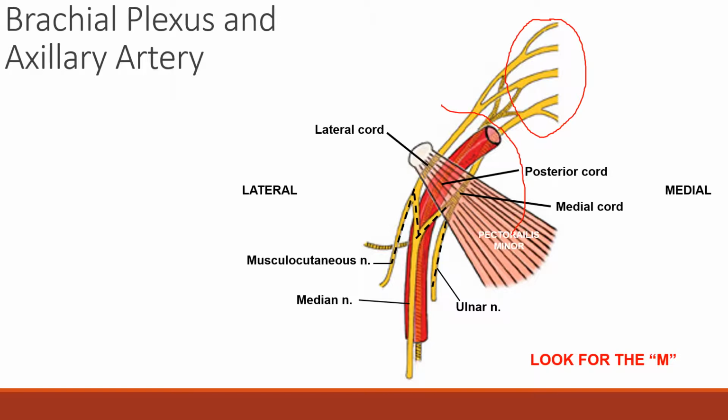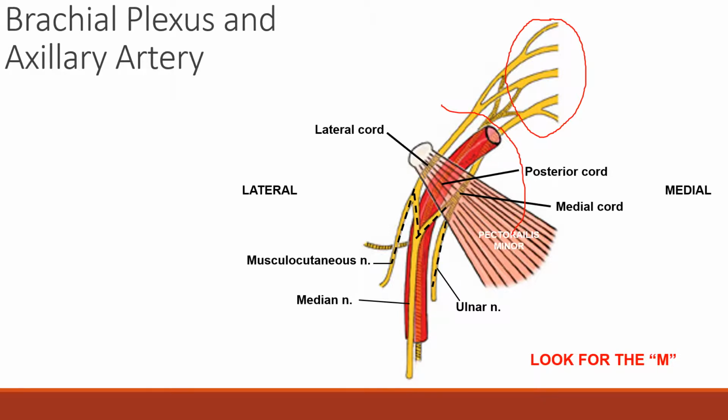One helpful thing here is the name of the cord describes its position relative to the axillary artery. If you're lateral to the axillary artery, you're looking at the lateral cord. If you're medial to the axillary artery, you're looking at the medial cord. And if you are posterior to the axillary artery, you'll be seeing the posterior cord. So they're arranged around the artery, sort of evenly spaced around its surface.